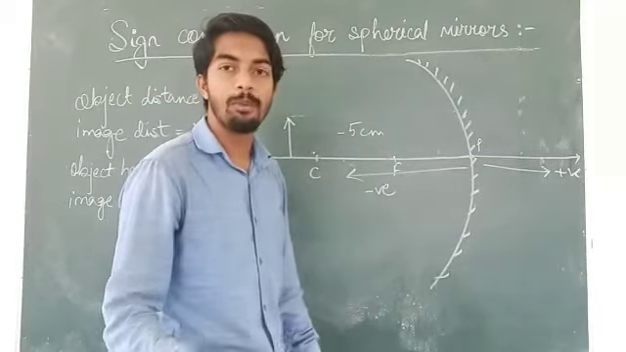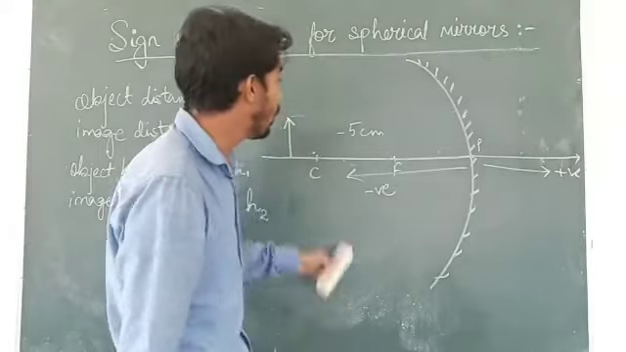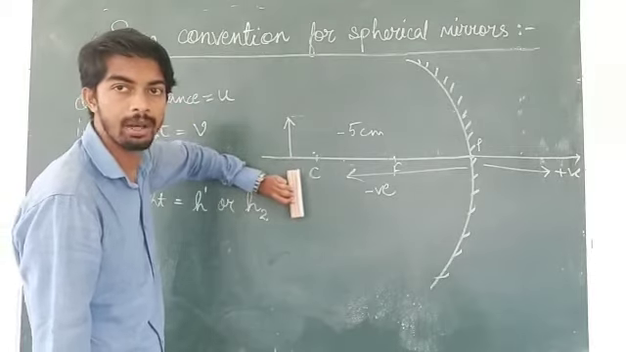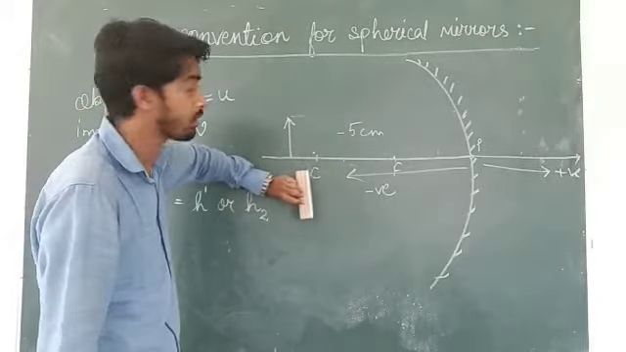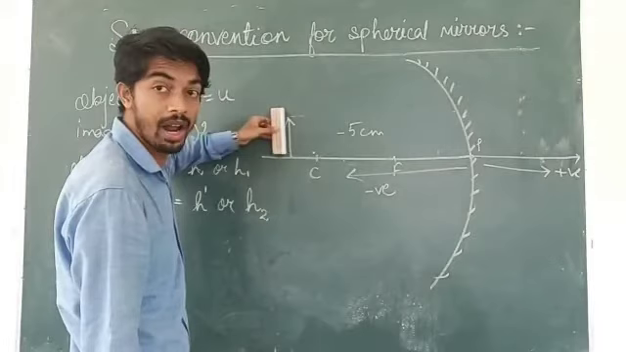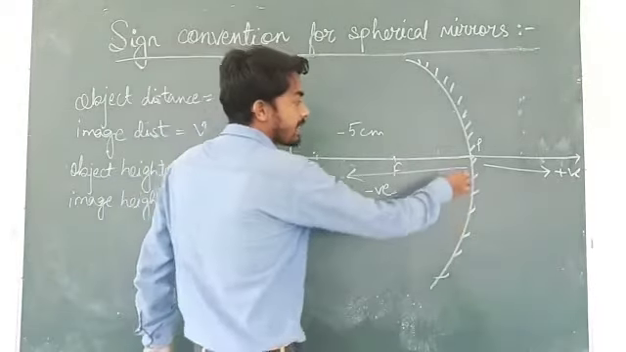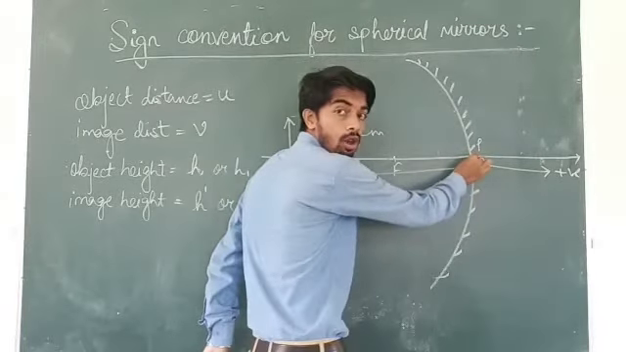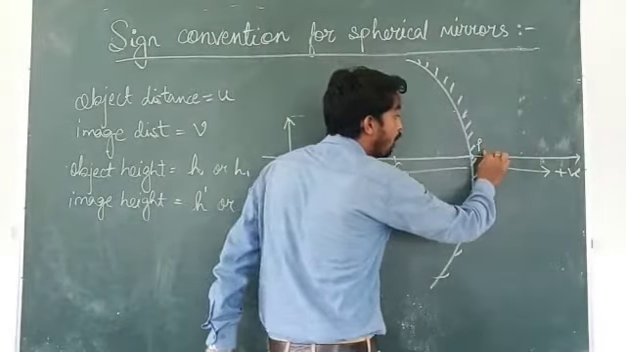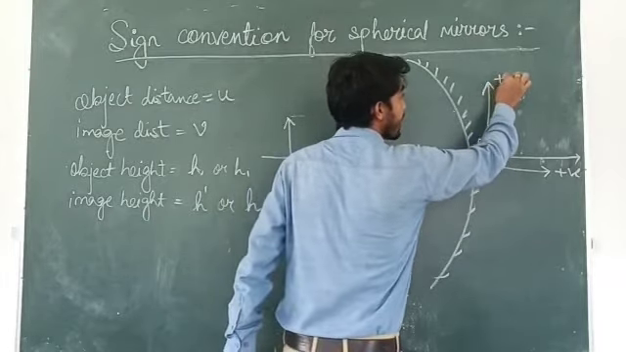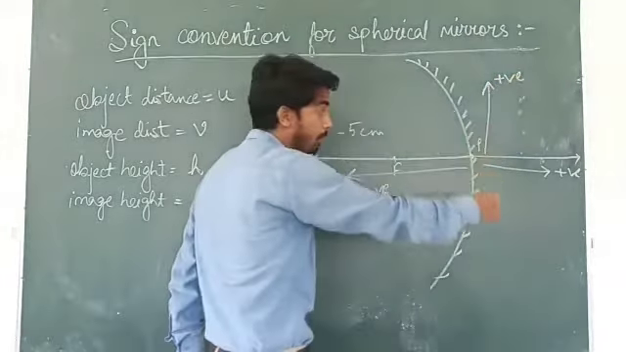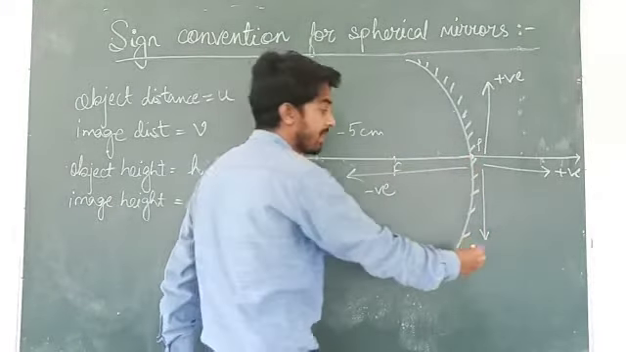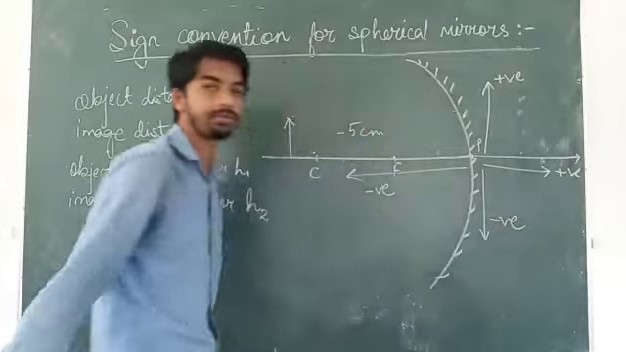Secondly, if I am measuring an object height, the object should be always upright. You cannot keep the object down like this. It cannot happen, and it is wrong by the rules. So the object has to be placed upright. In this case also, the measurement has to be taken from the center or from the pole. Any measurement from pole to up direction is taken as positive. Any measurement from pole to the lower area or bottom of the principal axis is taken as negative.